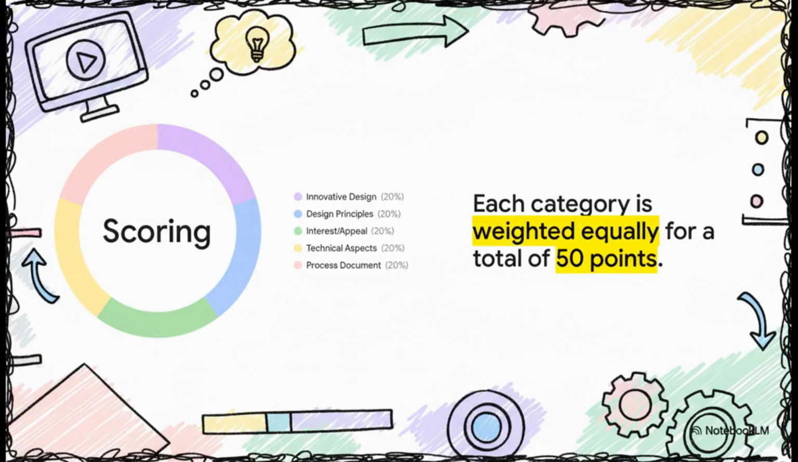So let's put it all together. The path to a perfect score of 50 really means you've got to give equal love to every single category. Your creative design is just as important as your technical skills, which are just as important as your process document. It's all about balance. A balanced project is going to be a high-scoring project.